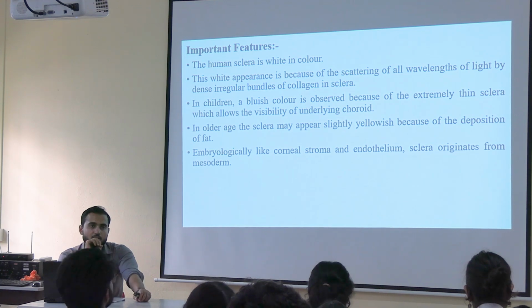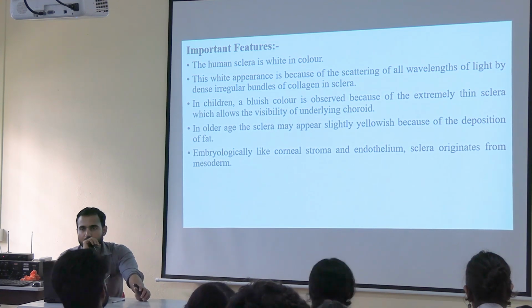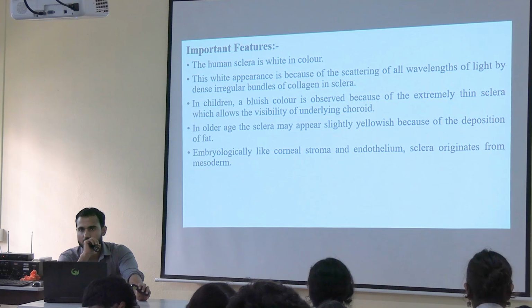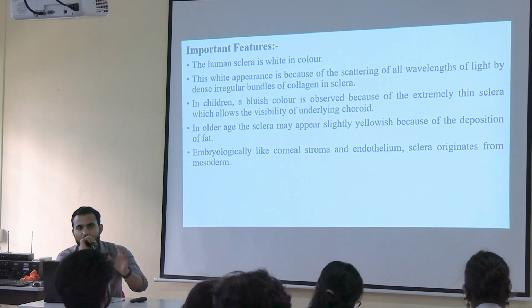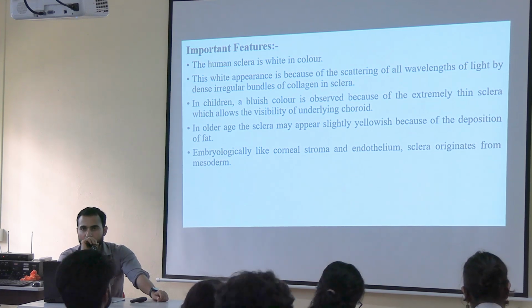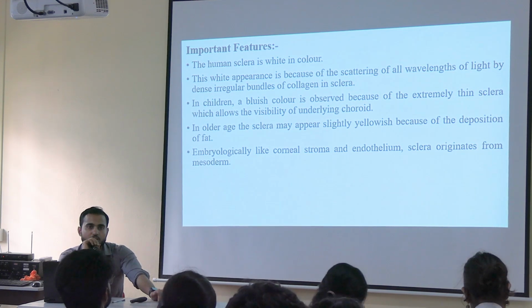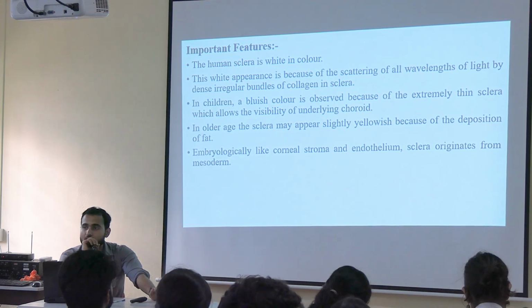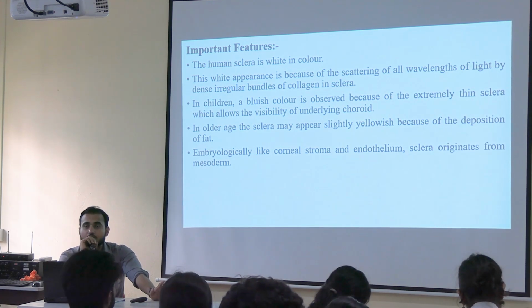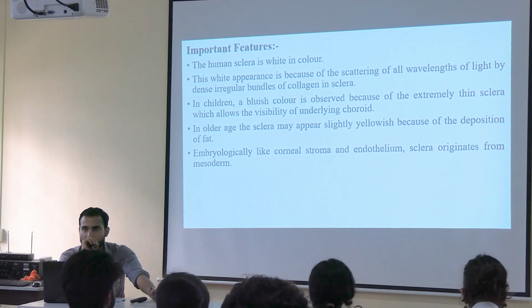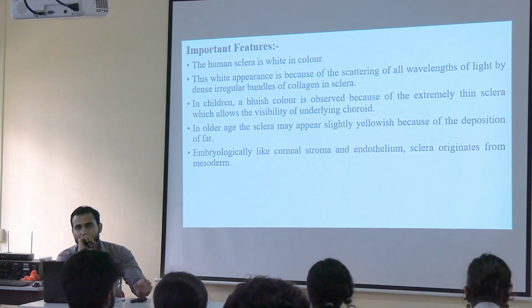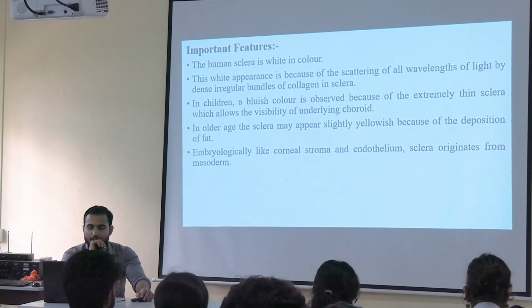Next, in case of children, the sclera is bluish in color. Can you tell me why? Because the thickness is very less, and due to that you can see the capillaries of the choroid. That's why it is bluish in color in children, and in an adult person it is yellow in color. Why? Because of the deposition of adipose tissue. So like this the color of the sclera changes according to the age.